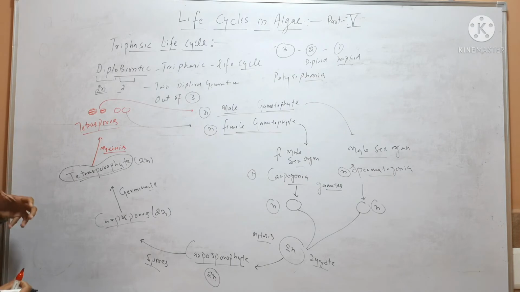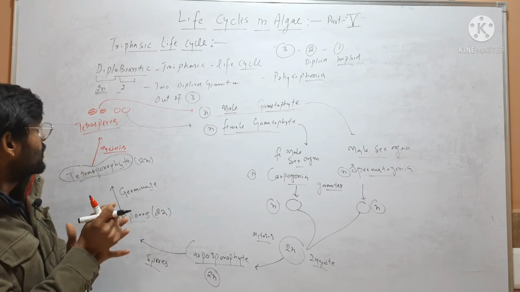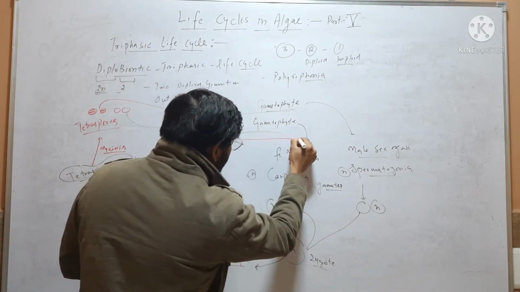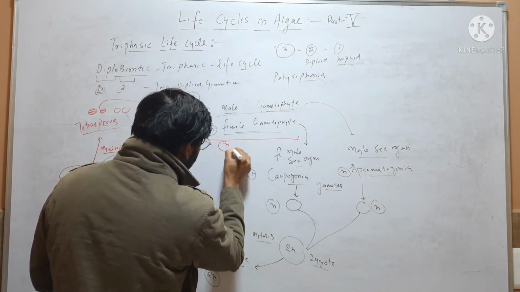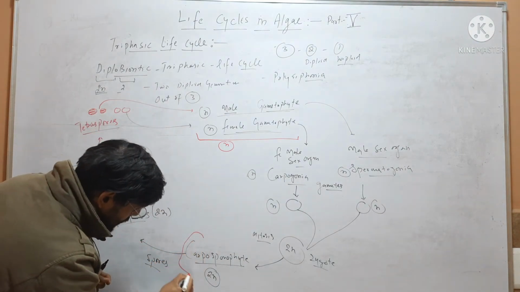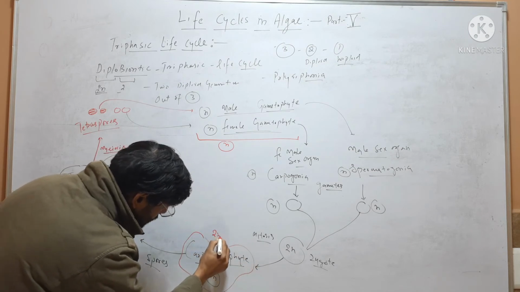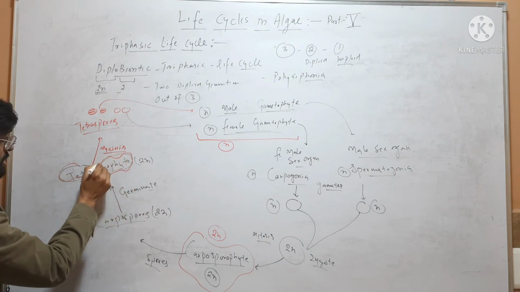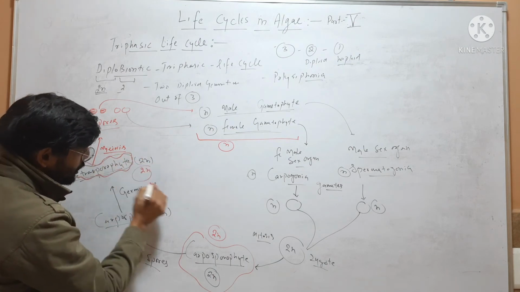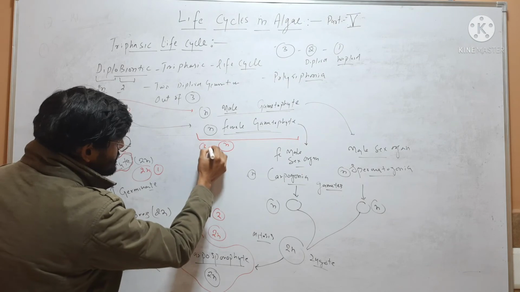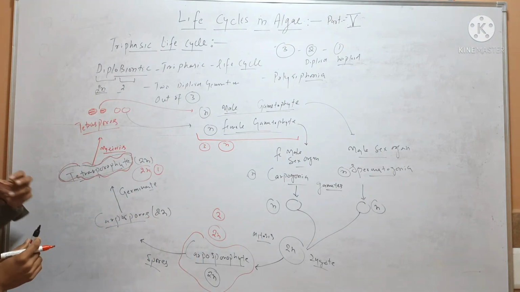So this is the triphasic life cycle, that is the diplobiontic triphasic life cycle. In this life cycle, you can see that only a single generation is haploid. But here you can see that this plant body is diploid, and this body that produces tetraspores is also diploid. So 2 generations are diploid and this generation is haploid. So this is called diplobiontic triphasic life cycle.